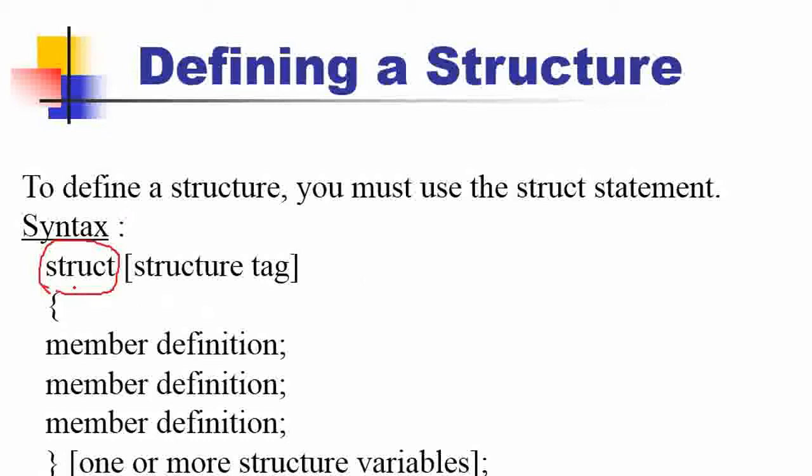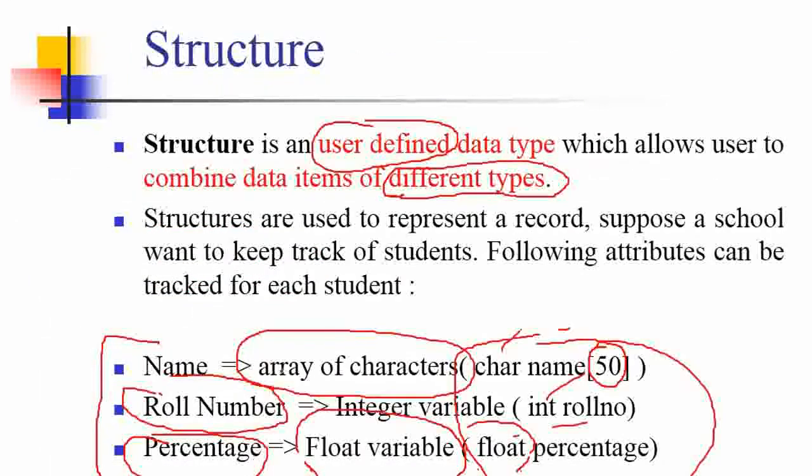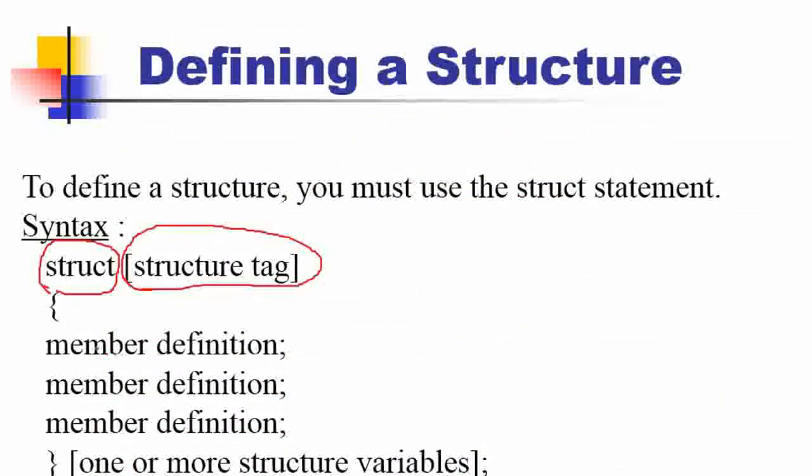So the struct keyword will be used. It is a reserved keyword for the compiler. Structure tag, you can use any name over here. You can use student, employee, book, anything. Then member definition, you will be writing here. In this case, it will be char name[50]. Char is the data type, name is the array name, the member name, and 50 will be its size. Int roll number, float percentage.